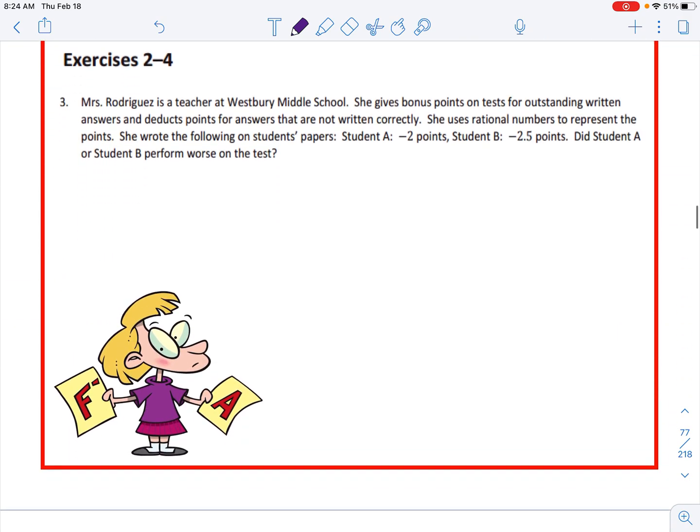Let's move on to number 3. Mrs. Rodriguez is a teacher at Westbury Middle School. She gives bonus points on her test for outstanding written answers and deducts points for answers that are not written correctly. She uses rational numbers to represent points. She wrote the following on students' papers. Student A, -2 points. Student B, -2.5 points. Did student A or student B perform worse on the test?